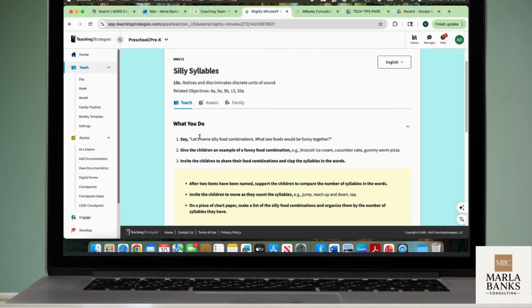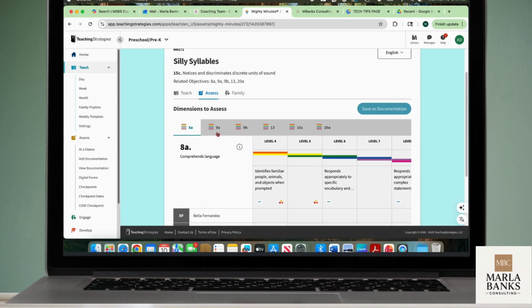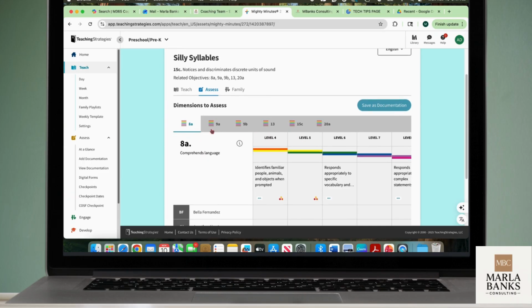When you go back up to the top, you'll notice that now you can assess this card. It turns now into the gold progression chart, and look at all of the objectives that have the opportunity to be viewed during this Mighty Minute. So I'm going to assume that 8A and 9A, of course, 9B, of these six that are here.